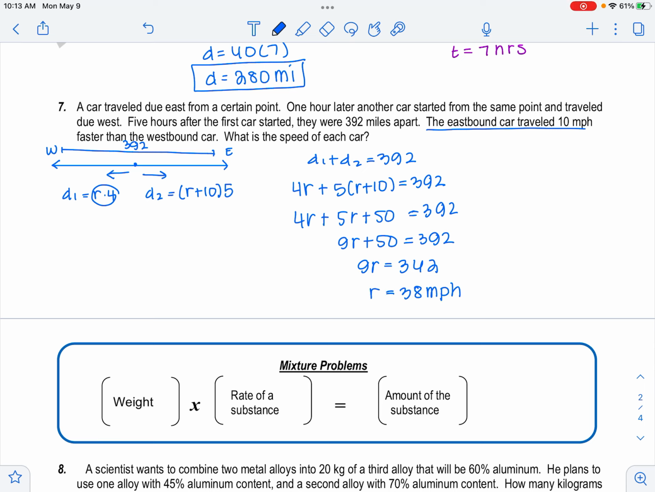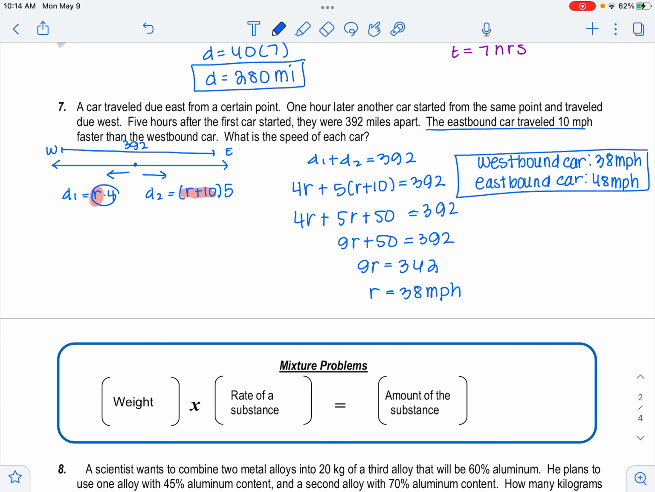So that's your rate. All right, let's see what it's asking us for. What is the speed of each car? Okay, well, that's the first one. So the westbound and eastbound car. It wants how fast it was going. That's our rate. So the westbound car was going exactly r miles per hour, which is 38 miles per hour. And the eastbound car was going 10 miles per hour faster than that. So it was going 48 miles per hour.